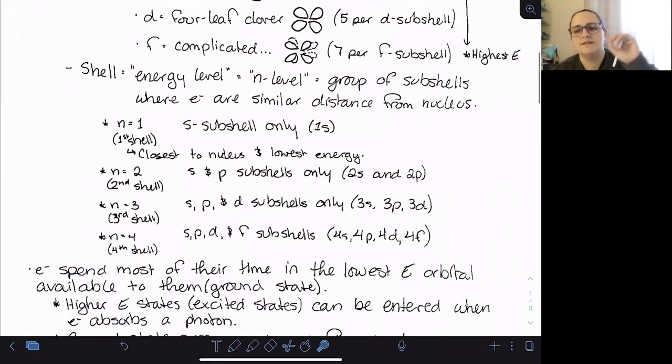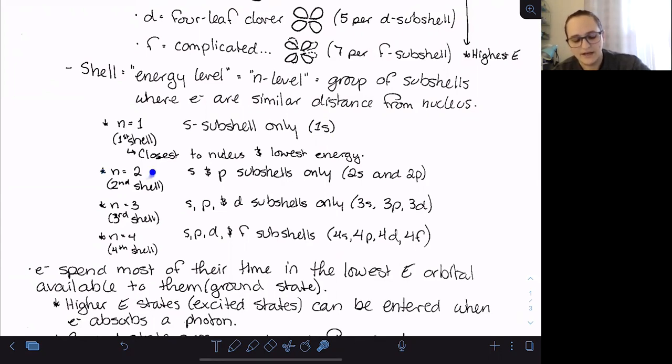Different shells contain different subshells. They don't all have them all. Essentially, we start with the lowest energy and we add them on as we increase our energy levels. The first shell, often known as N equals 1, is the closest shell to the nucleus, and it is the lowest energy, and it only contains a 1s subshell. That is all. We label the subshells with the shape of the orbitals and the shell that they are in. So the S subshell in the first shell is referred to as the 1s subshell.